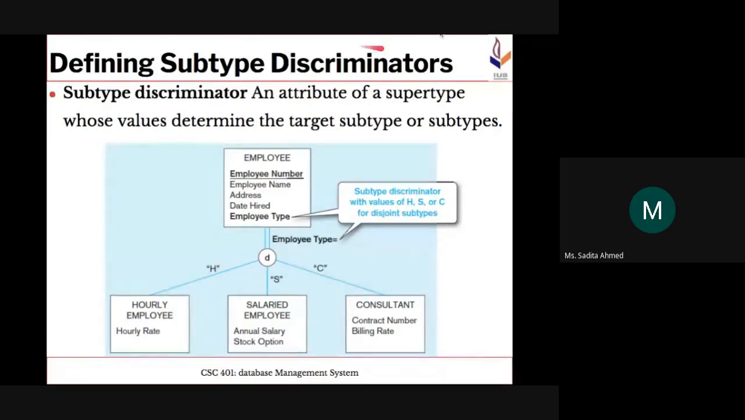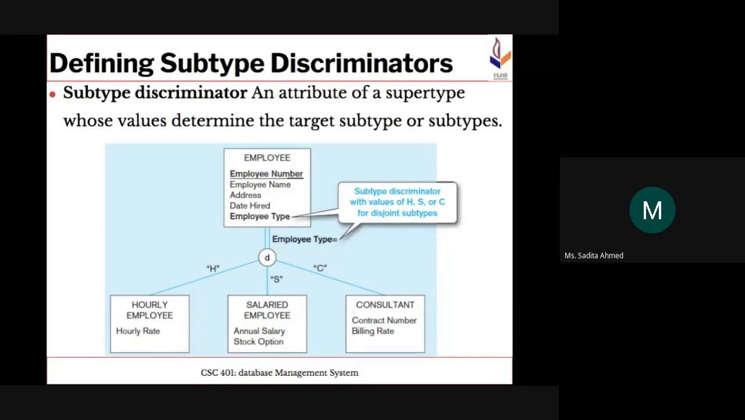We'll get to that. This specific notation for the subtype discriminator is for those cases where we have total specialization rule and the disjointness constraint, right? and the disjoint rule, total specialization rule and disjoint rule, right? So in that case, we will use this notation, HSC, standing for hourly employee, salaried employee, and consultant, respectively, right? Why am I saying that?